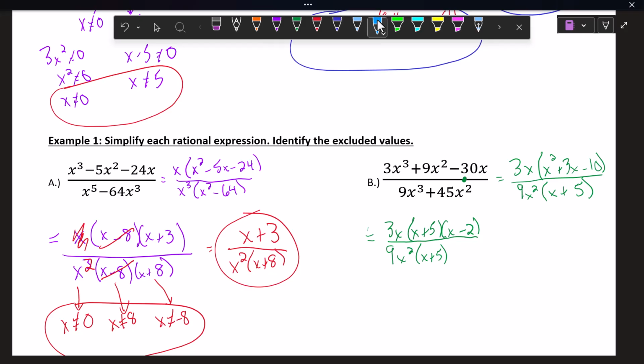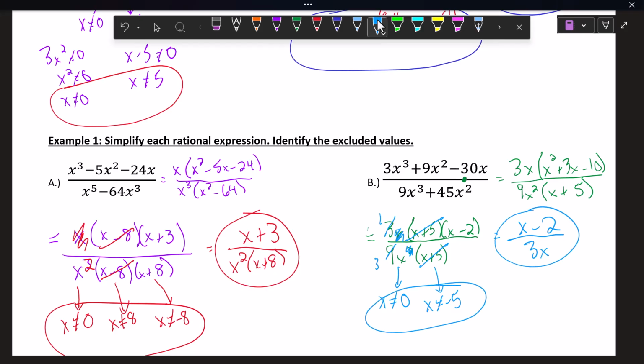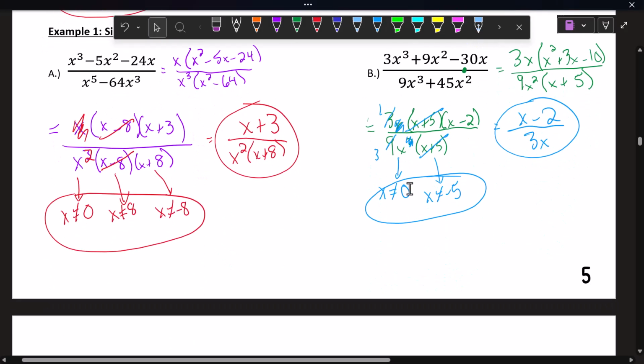So our excluded values first. X cannot be 0. X cannot be negative 5. Then the x plus 5s cancel out. 3 divided by 3 is 1, 9 divided by 3 is 3. And we can cancel out one of the x's. So in our numerator, all we have left is x minus 2. In our denominator, we have 3x. That's our simplified version. Those are our excluded values. That's simplifying rational expressions.